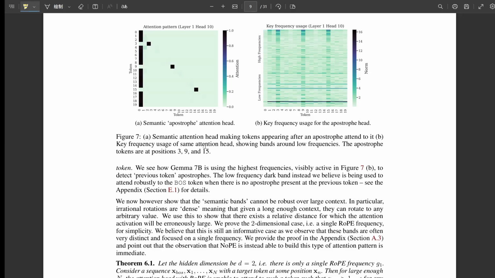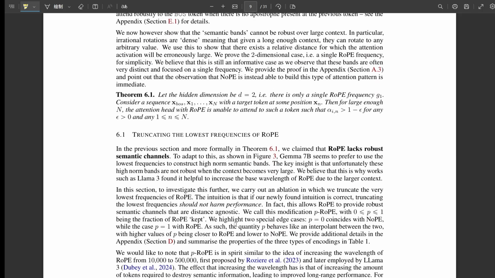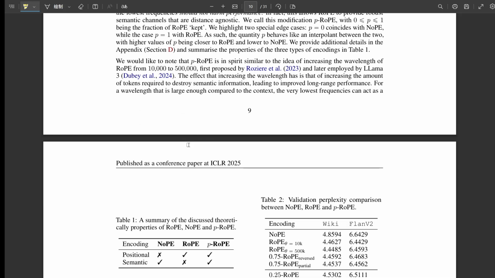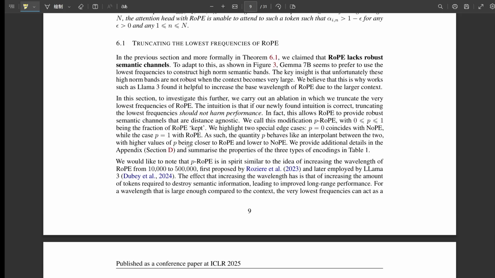Effectively, yes. The idea is that by cutting out these potentially unstable low frequencies, you might actually create more robust, distance-agnostic semantic channels with what's left. Huh. Removing information to improve performance. That's bold. Did it work?